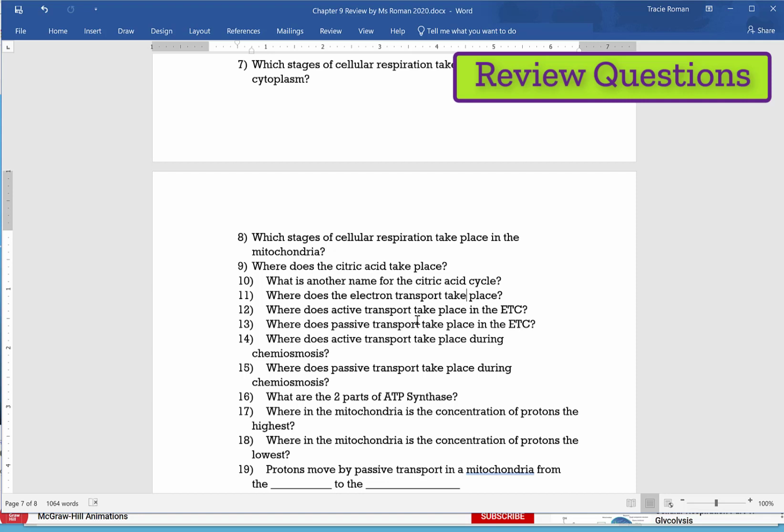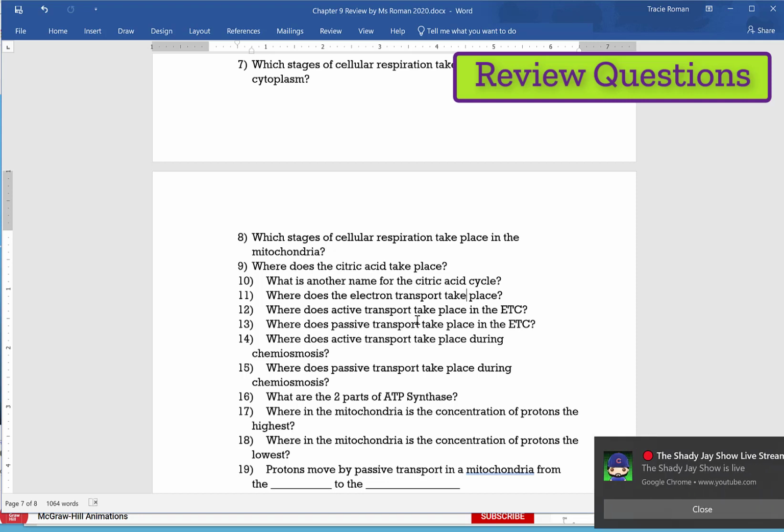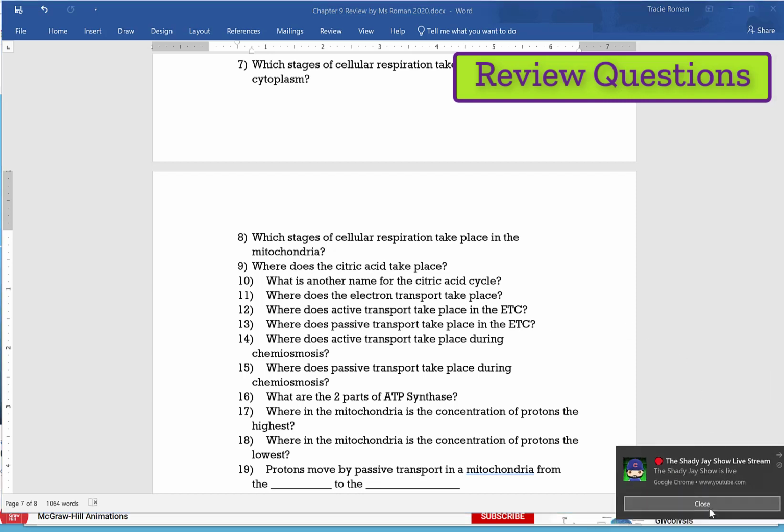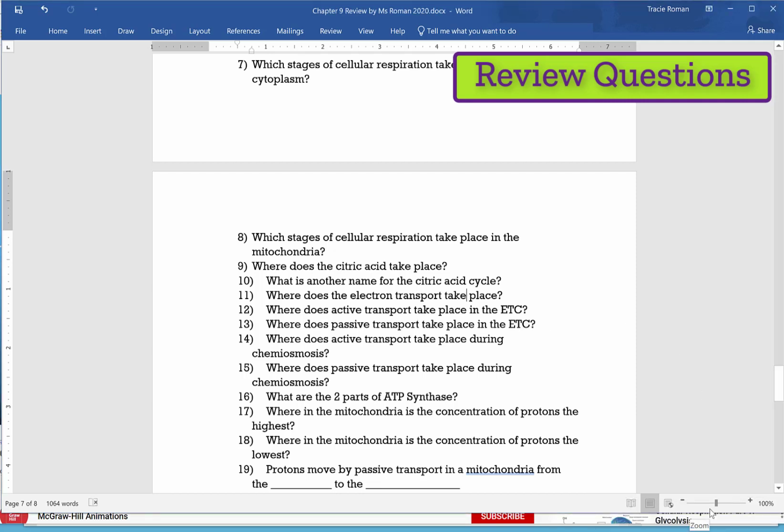Where does active transport take place during chemiosmosis? That would take place in the inner membrane of the mitochondria. I'm sorry, no active transport takes place during chemiosmosis. That is all passive transport. So where does passive transport take place during chemiosmosis? It takes place in the inner membrane of the mitochondria.